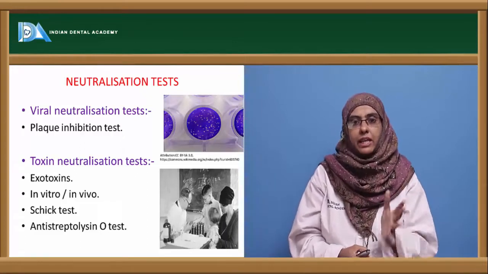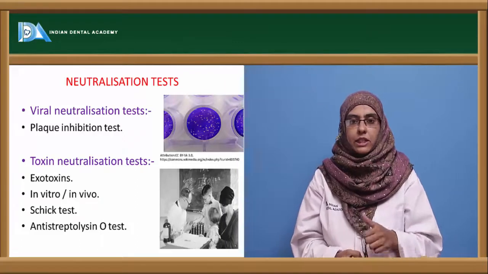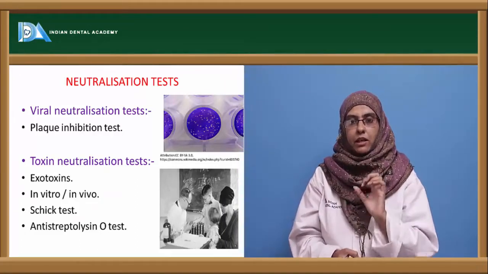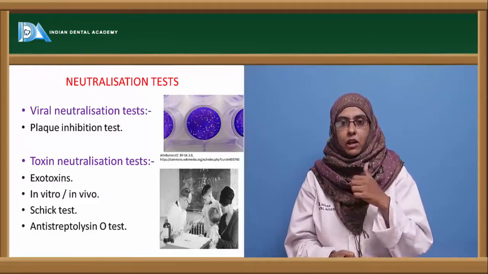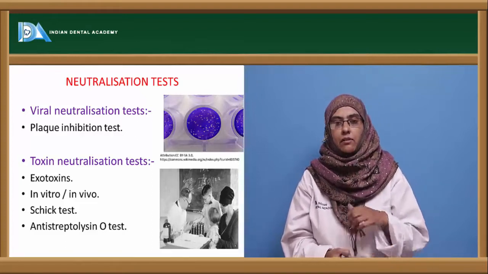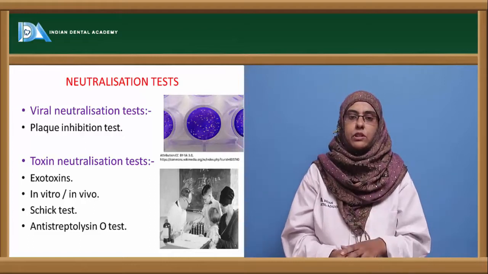So with the help of the plaque inhibition test, we can identify viral neutralization, that is, adding a specific antiserum to the viruses. The antiserums are nothing but the antitoxins or the neutralizing antibodies towards that particular virus. So prevention of the plaque formation indicates a positive reaction.